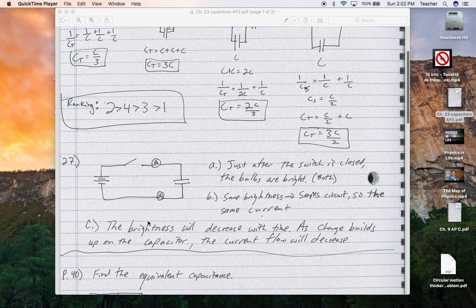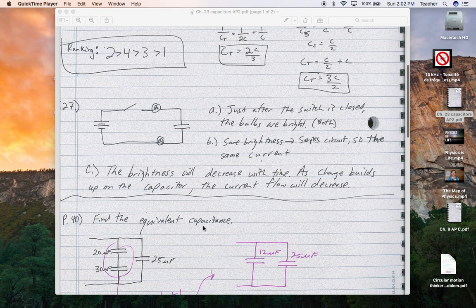For 27, assuming that this capacitor is uncharged just after the switch is closed, the bulbs would be very bright. Both of them would be equally bright because this is a series circuit. It's a little weird to think of it as a series circuit, even though no charge flows through the capacitor itself, but charge will flow to and from the capacitor, so it really does act like a series circuit. Now that rate of charge slows as time goes on and as the plates of the capacitor fill up, so the brightness will decrease with time. As charge builds in the capacitor, the current flow will decrease also.